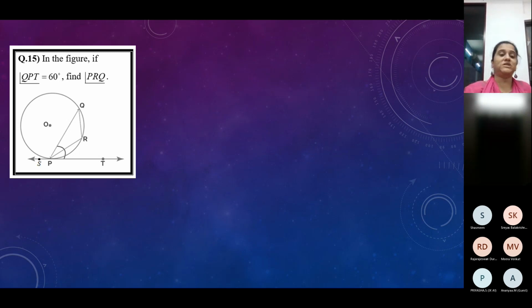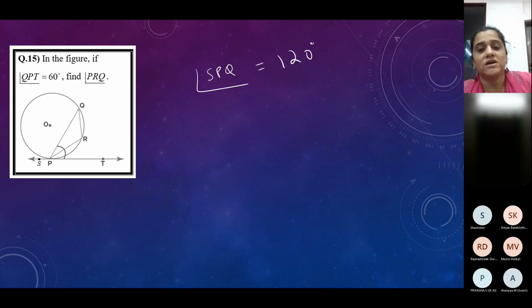Okay, tell me the measure of angle SPQ. How much? 120 degrees. The measure of angle SPQ is 120 degrees.